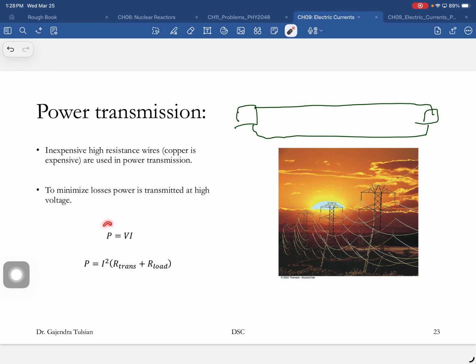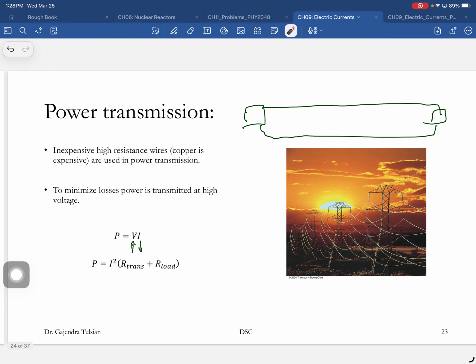Well, you're transmitting power. If you want to transmit power at low currents, you want to transmit it at high voltage. So low current, high voltage. That's why power transmission happens at high voltage. Here in the US, we transmit power at about 750,000 volts.